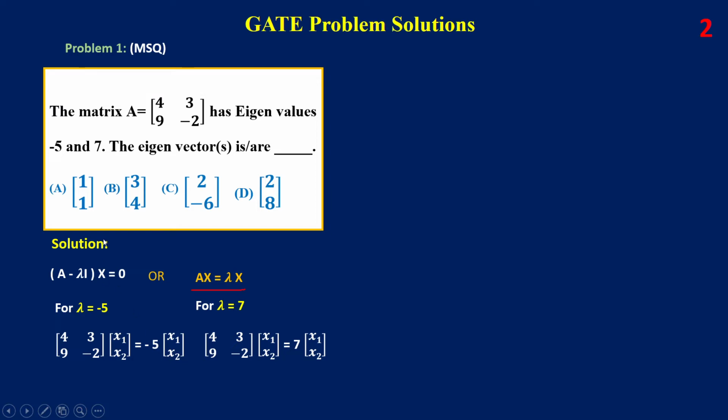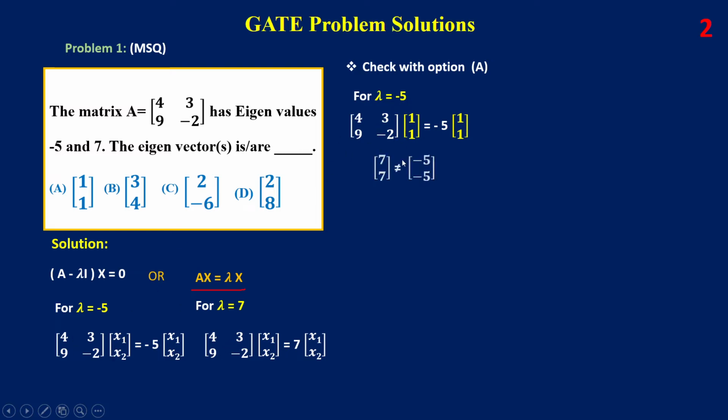With these two formulations, I am going to find the eigenvector by checking each option. First I am going for option A. Option A is the eigenvector with the elements 1, 1. I am taking this for lambda equal to -5, and substituting it here. I am going to check the left hand side elements and the right hand side elements.